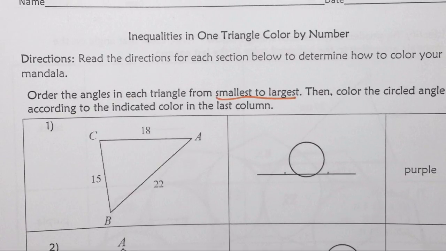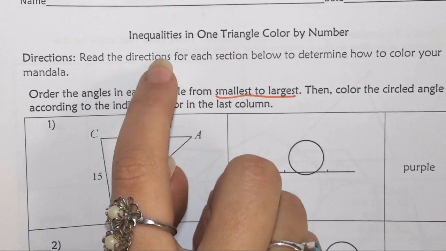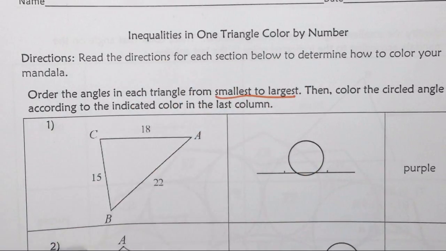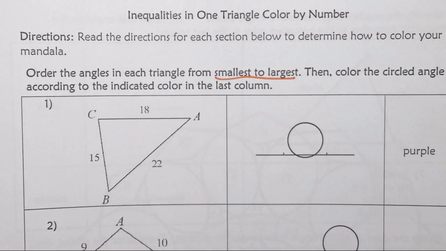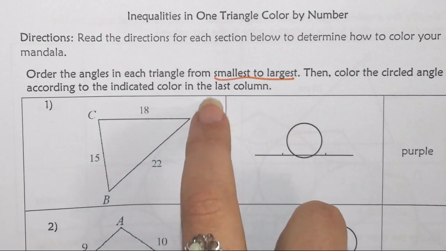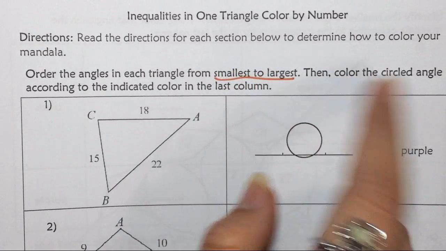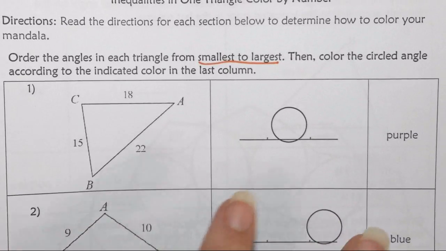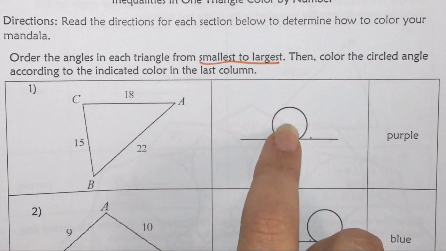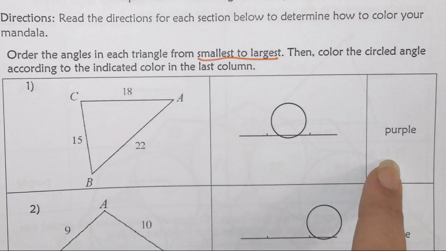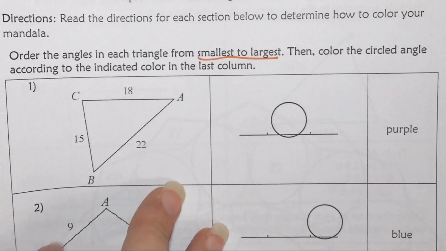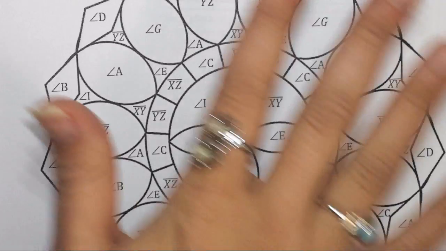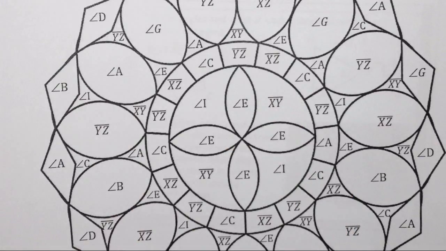Pay attention to the directions, because it says read the directions for each section below to determine how to color your mandala. Order the angles in each triangle from smallest to largest. Then color the circle angle according to the color in the last column. So whatever order you're going to do, this middle one is going to be colored purple. Then you're going to come to your mandala, find that angle here, and color it purple.